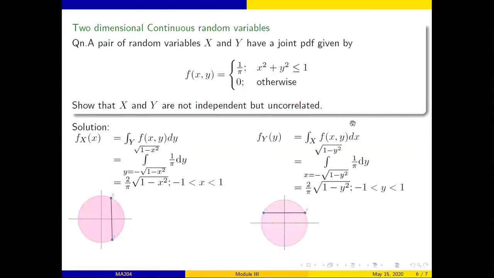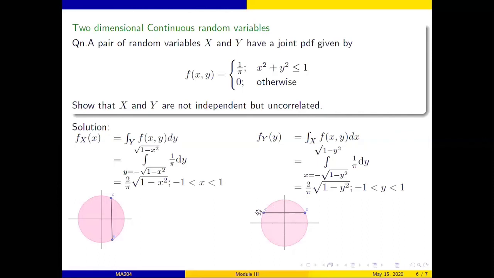So that is fX(x). Now fY(y), by definition, is the integral over x of f(x,y) dx. Since we are integrating with respect to x, keeping y temporarily as a constant, we are drawing a horizontal line in this region of integration. For the horizontal line, the lower point is C, determined by x equal to minus root of 1 minus x square. We know x square is equal to 1 minus y square. So x values are plus or minus root of 1 minus y square.